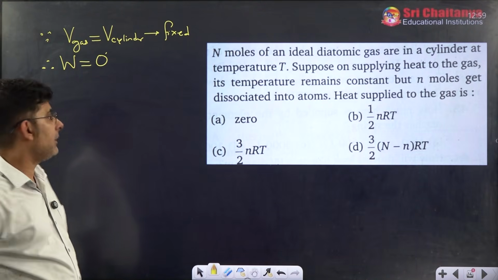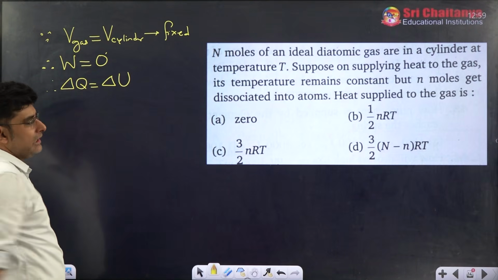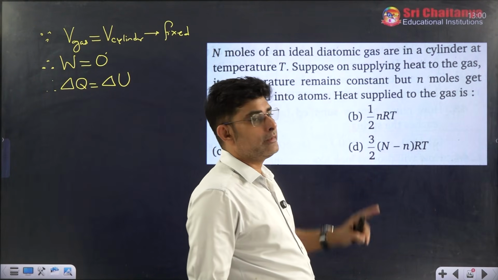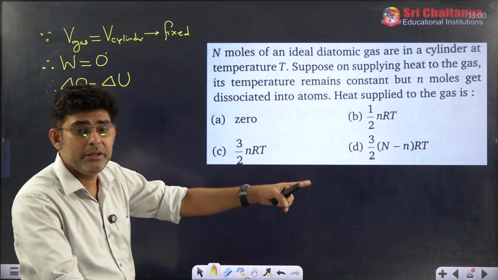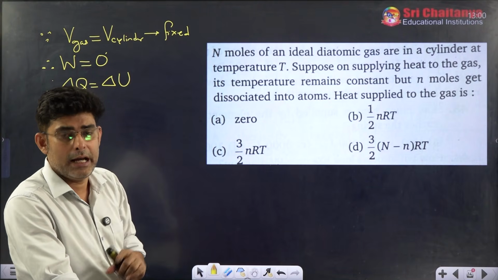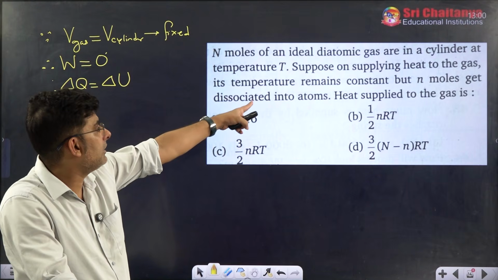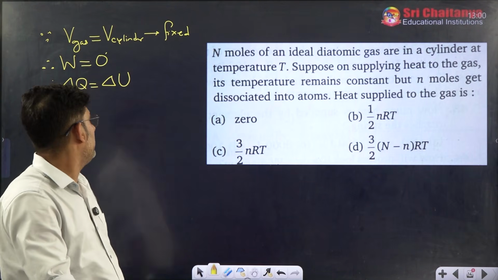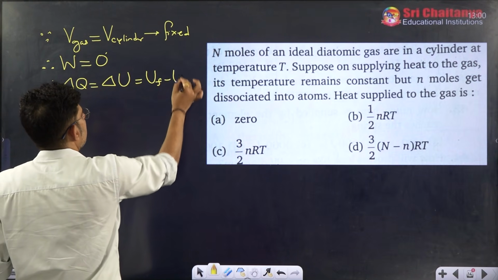So what students do wrong is they say delta Q will become equal to delta U. Now they read this line that temperature is constant, so they think that delta U will be 0. But temperature constant does not mean that it is isothermal. It will be isothermal if the number of moles are not changing and temperature is constant. Both things should be there. But here you can see that moles are changing. Here the gas is getting dissociated into atoms. So what we will do in this case, we have to write U final minus U initial.